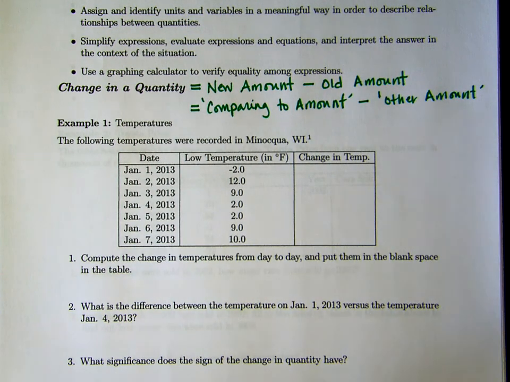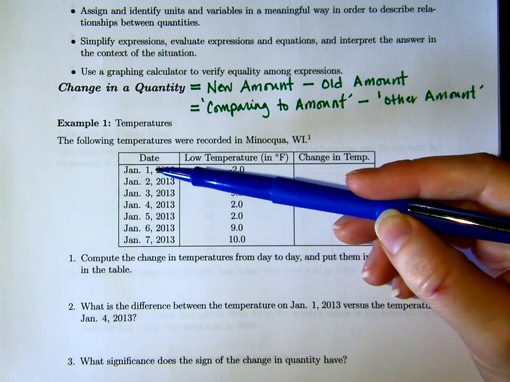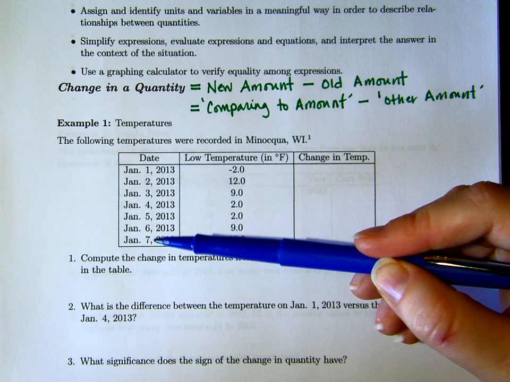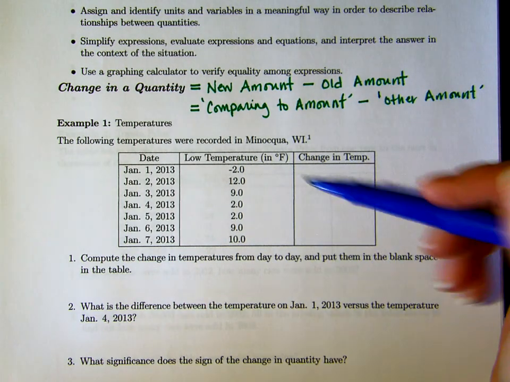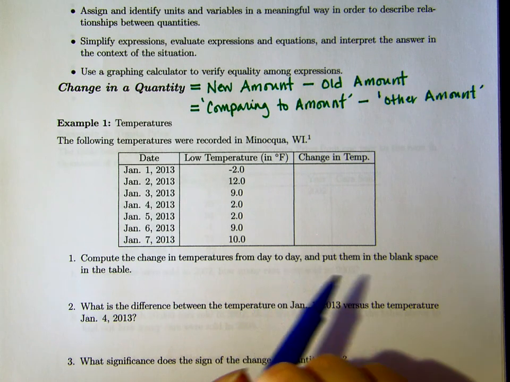Let's talk about temperatures. The following temperatures are recorded in Minocqua, Wisconsin. Here we go. Let's use it. So it looks like 2013, we have the low temperatures on these given days, and those have all been recorded. And now we're going to compute the change in temperatures from day to day and put them in the blank space in the table.